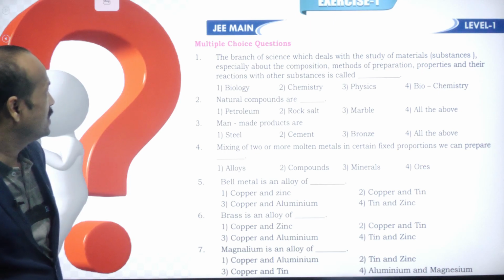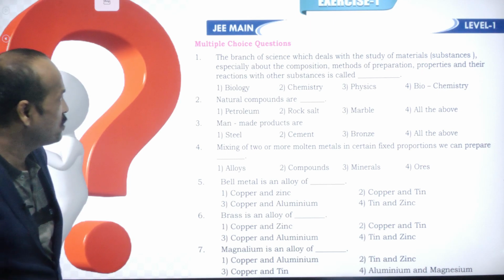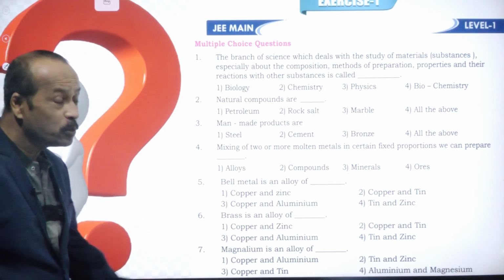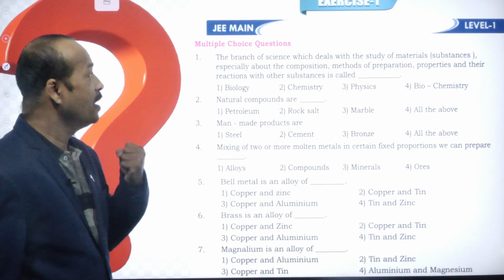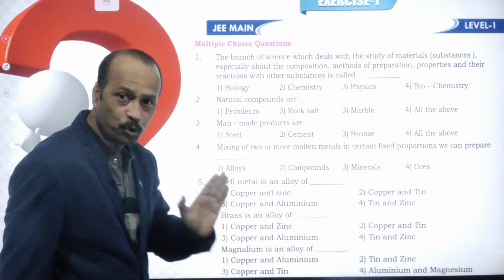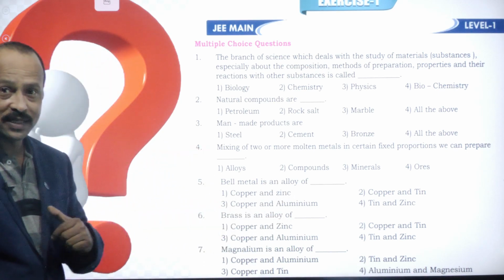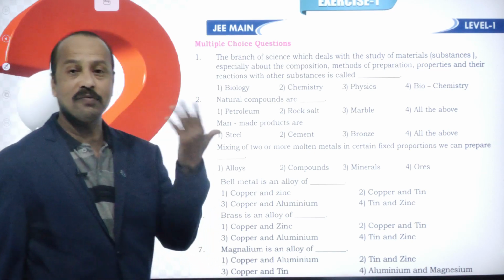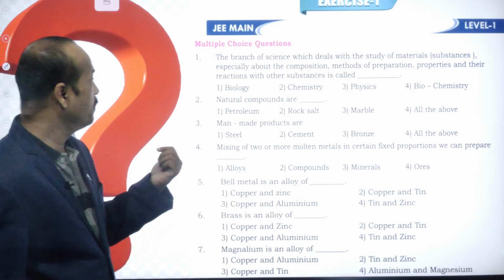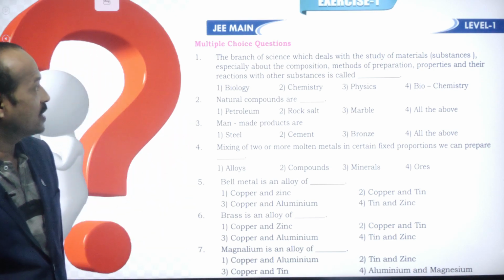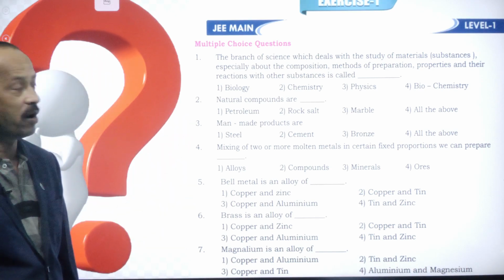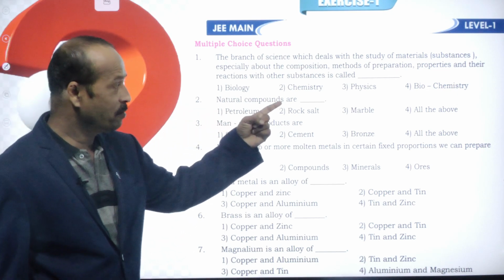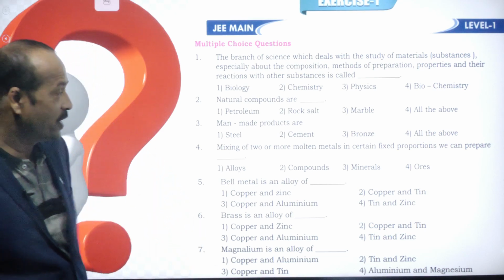And say the answers. The branch of science which deals with the study of materials, especially their composition, how they are made up, methods of preparation, how to prepare them, properties like physical and chemical, how they react physically and chemically with other elements or the environment, and the reactions with other substances. Is it called biology, chemistry, physics, or biochemistry? Very good.